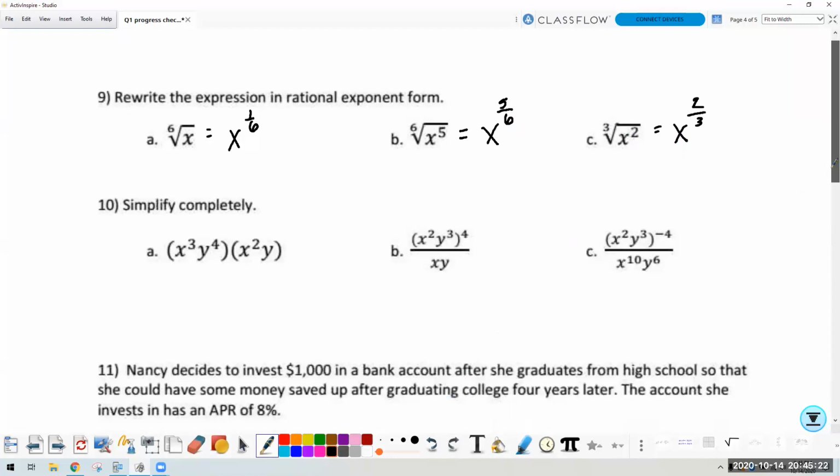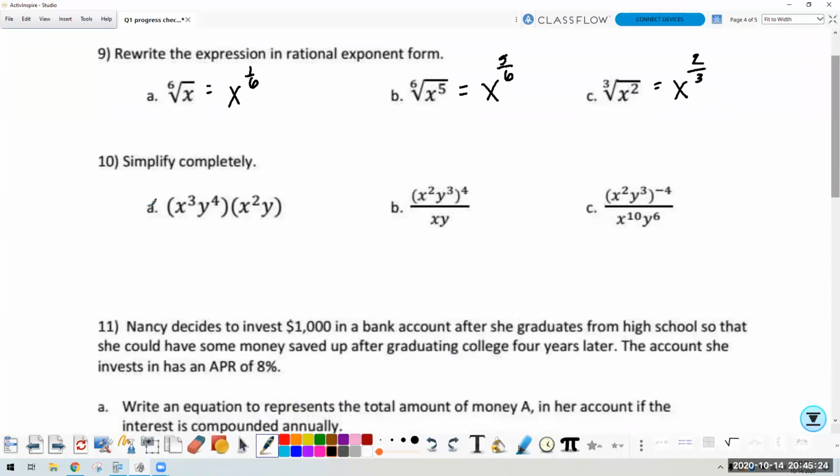Simplify completely. Okay, we're going to use our laws of exponents here. When you multiply and your bases are the same, you can add exponents. So then this 4 plus this 1 makes a 5. So we have x to the 5th, y to the 5th.